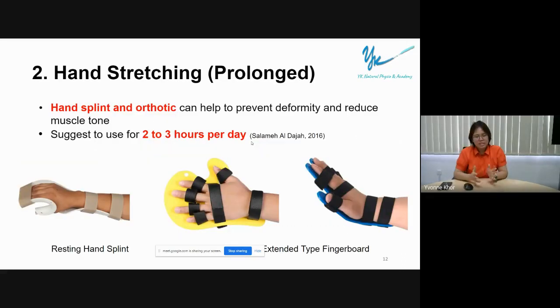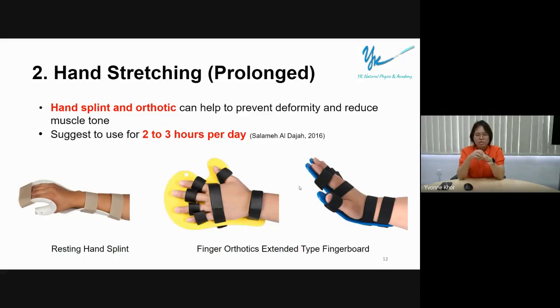Number 2, like I said just now, is hand stretching for prolonged stretching. You can use a hand splint and orthotic to prevent deformity and reduce muscle tone. This is different from passive stretch. Passive stretch is used 10 times per session, 2 times per day. But for prolonged stretching, you need to suggest 2 to 3 hours with the splint.